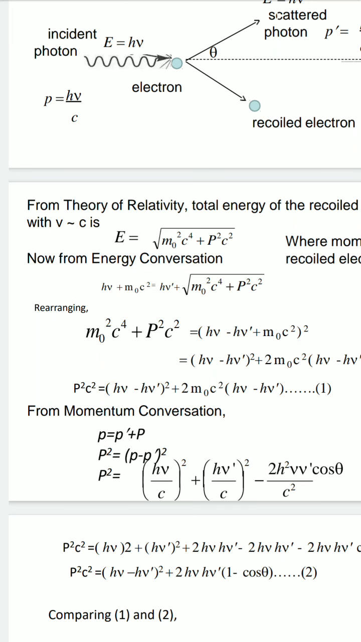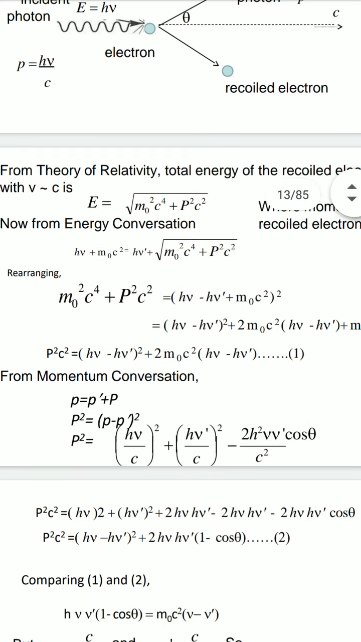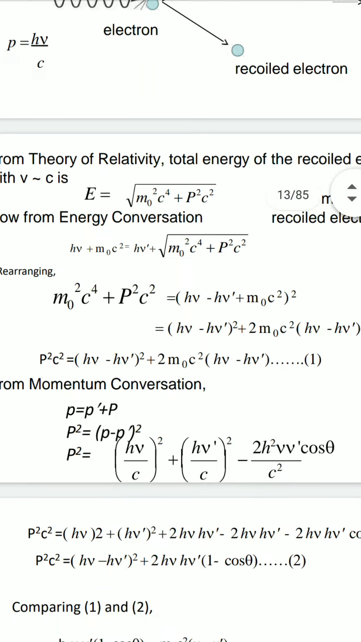And after scattering, the photon's energy is h nu dash, and the recoiling electron's energy is the root of m0 square c raised to 4 plus P square c square. Okay. Now we have the energy conservation equation. Now let us just rearrange it.